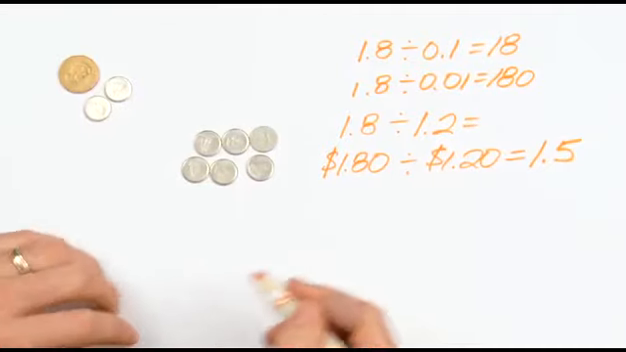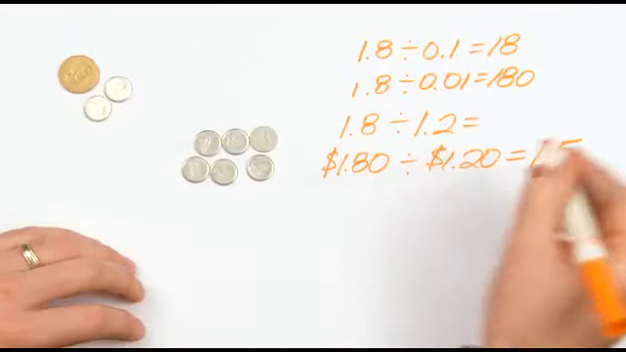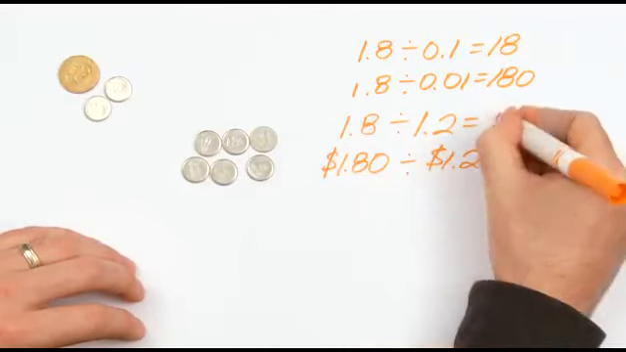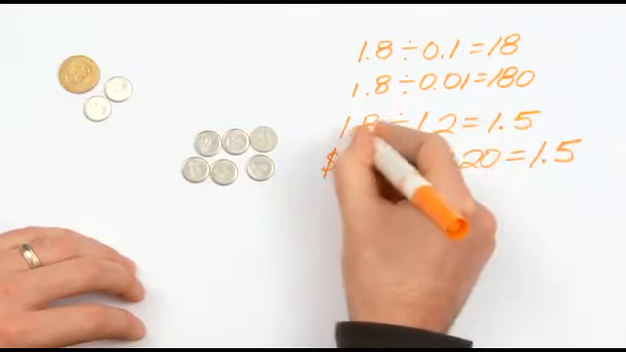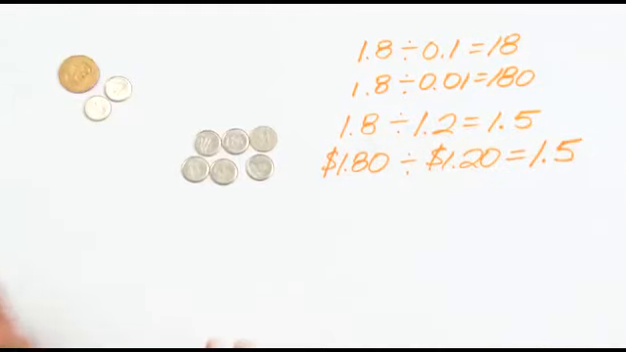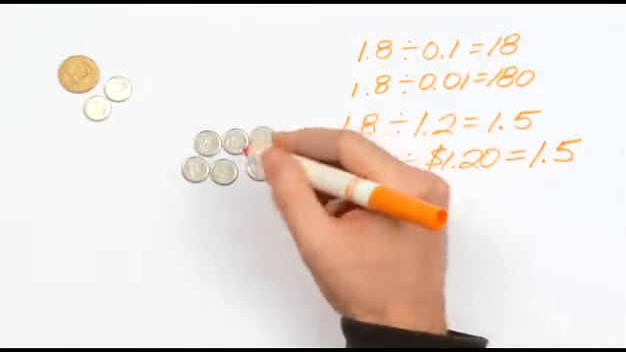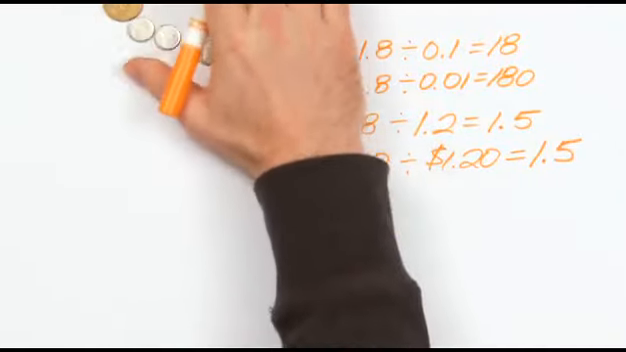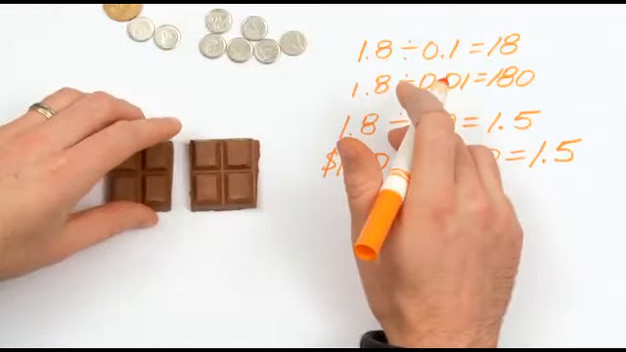So in this case, we ended up with a number that was smaller than what we started with. We found that this was true: 1 8/10 divided by 1 2/10 was 1 5/10. Let's think of another example to really wrap our heads around this idea. We've looked at it with the money. Now let's look at it with chocolate.